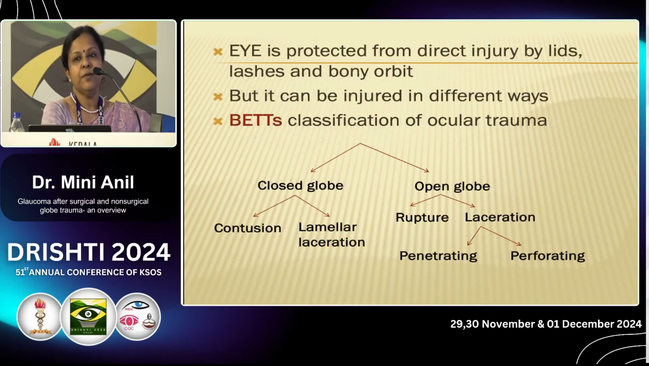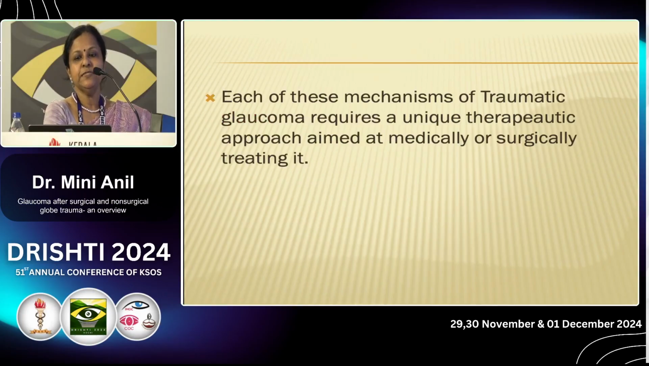The eye is protected from direct injury by lids, lashes and bony orbit, but it can be injured in different ways. Coming to Birmingham's classification of ocular trauma, it can be either closed globe or open globe. Closed globe can be contusion or lamellar laceration. Open globe can be rupture or laceration, and laceration can be either penetrating or perforating. Each of these mechanisms of traumatic glaucoma requires a unique therapeutic approach aimed at medically or surgically treating it.